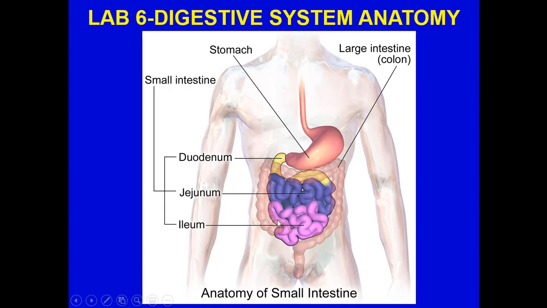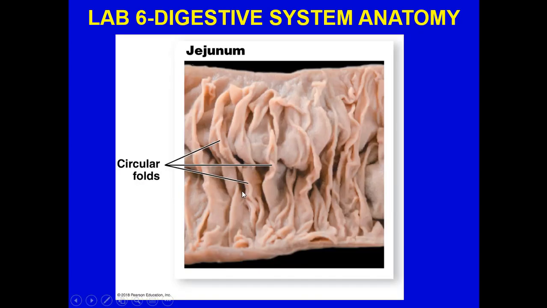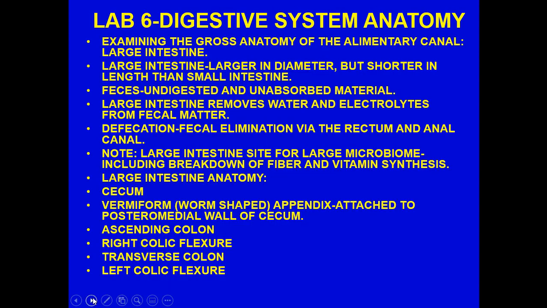Okay? The large intestine also goes by the term colon. Here you see the circular folds, the plicae circularis. They would cause the material to go in sort of a circular spinning throughout the system.